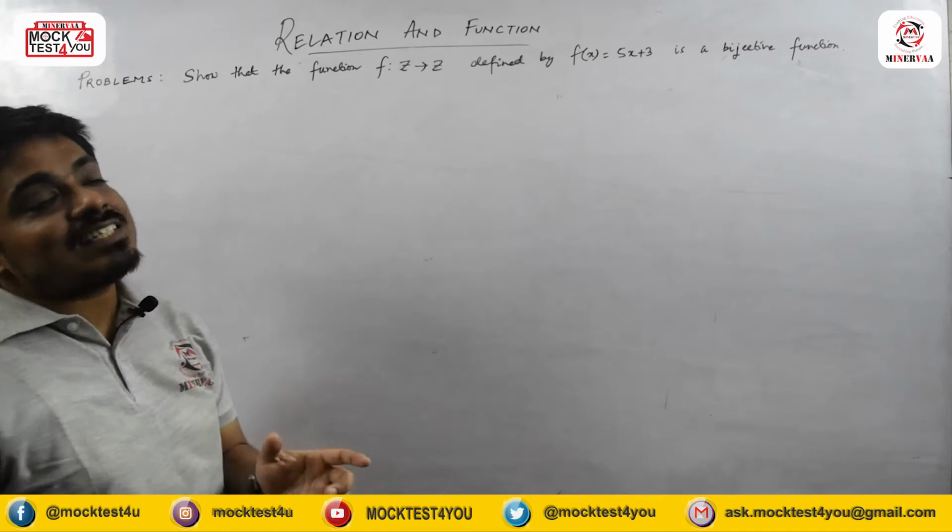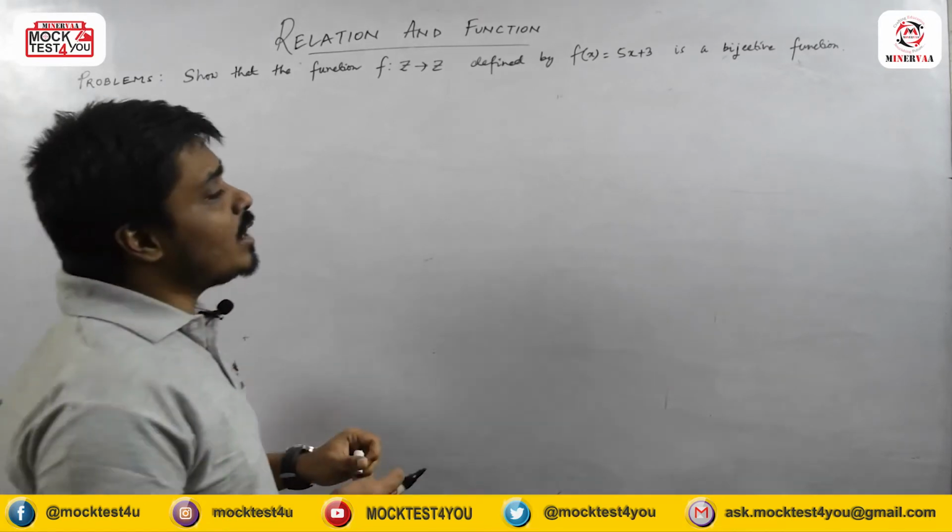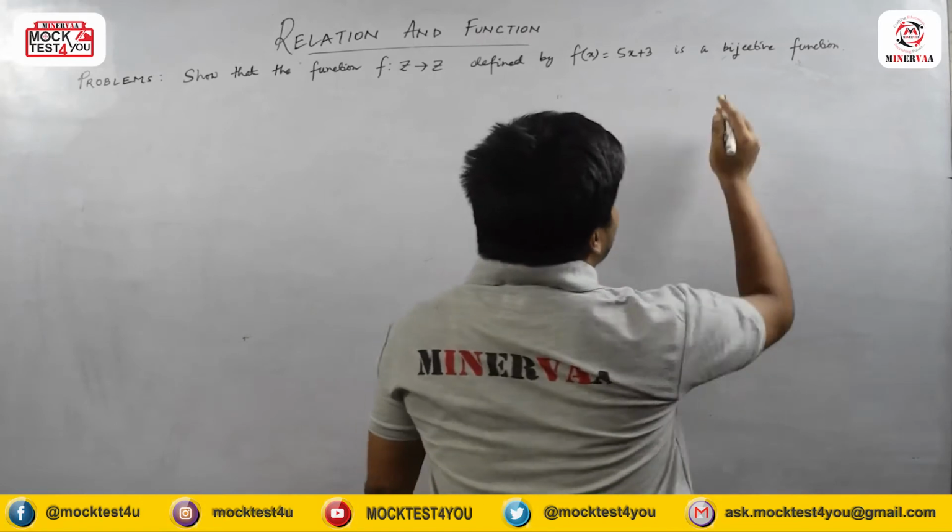So first we need to know what is a bijective function. We have discussed this one in our lessons. So bijective function, bi means two.